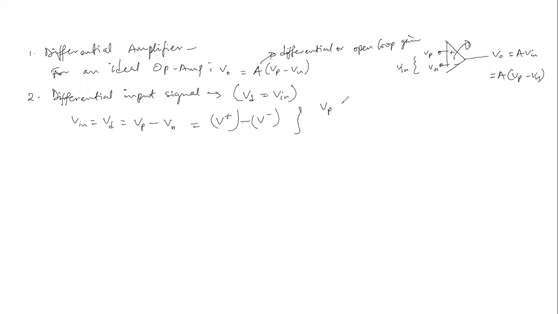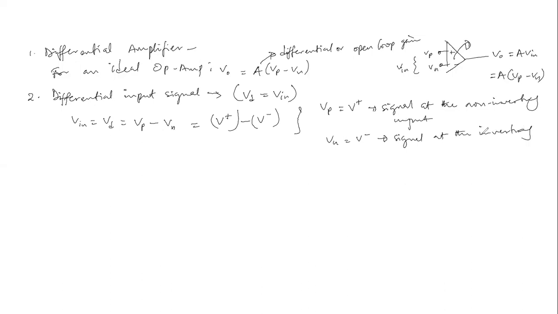Okay, where V sub P, the same as V super plus sign, is the signal at the non-inverting input, and V sub N, the same as V super minus, is the signal at the inverting input. Okay. Then the next point to consider here is the differential gain.